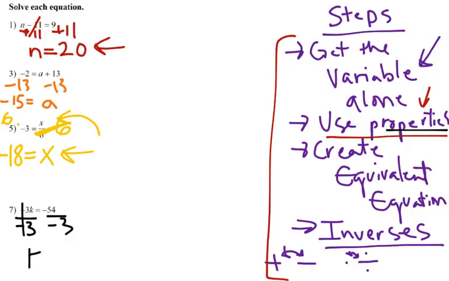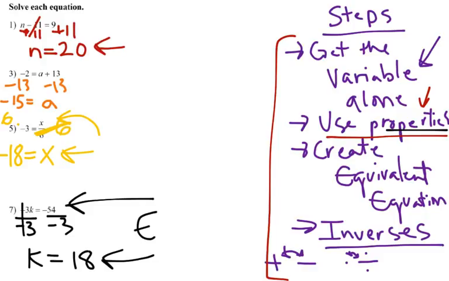I know that 1k is the same as k. Then negative 54 divided by negative 3 will give me a positive 18, because a negative divided by a negative gives me a positive. So once again, k equals 18 is an equivalent equation to negative 3k equals negative 54. They just look a little different, but I can get to one from the other. Okay, those are the easy ones.